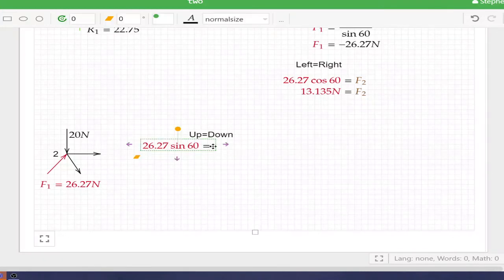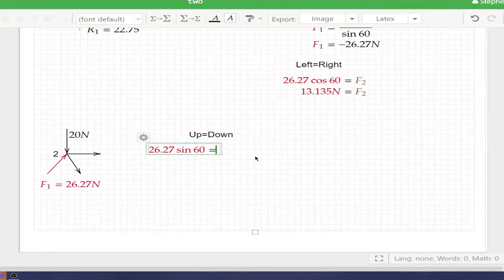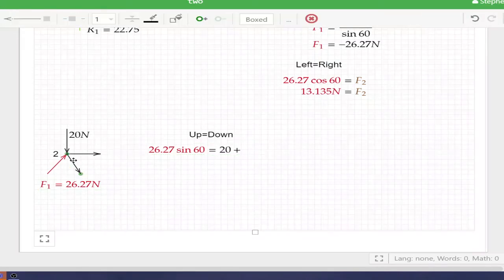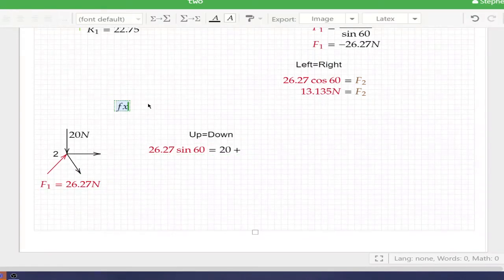So that must equal, on the other side of our equation, our 20 newtons, plus our vertical component of this force here. And we've not labelled our forces, have we? That's very remiss of us. So let's call these F3.